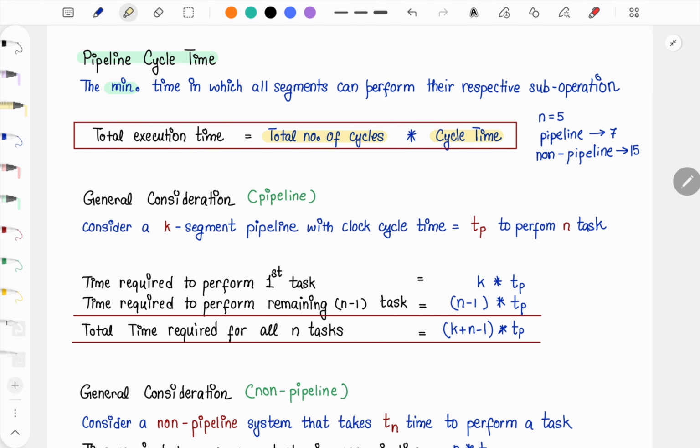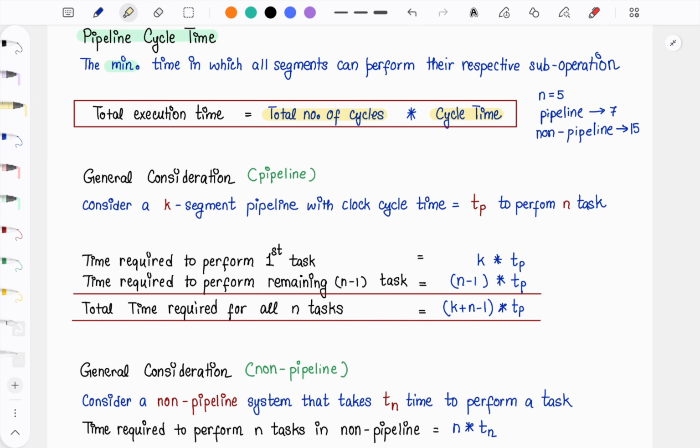Now we'll use a few notions. We'll look into two cases, one is pipeline and one is non-pipeline. We'll denote the number of segments with K, the cycle time for pipeline will be TP, and for non-pipeline it will be TN, and the number of tasks will be denoted by N.